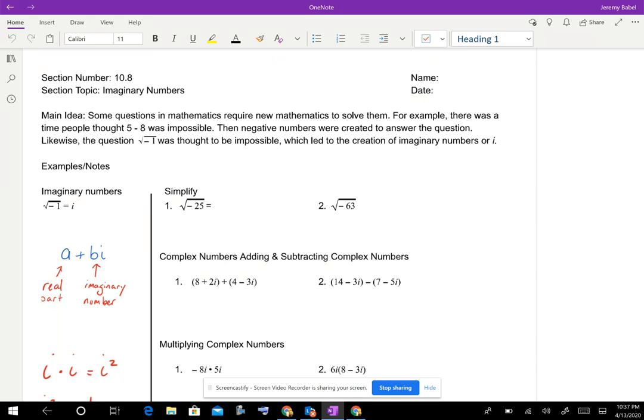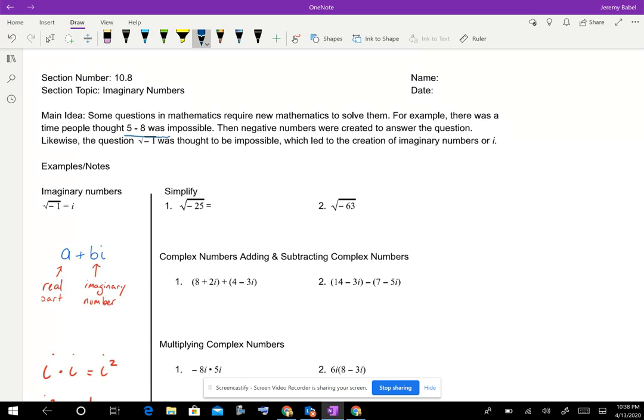There was a time when mathematicians didn't have a number for that. And there was also a time back long ago when mathematicians didn't have a number for the answer to 5 minus 8. It was thought to be impossible. But we know now that we can represent that with a negative number. And imaginary numbers are similar in that they help us answer the question of what is the square root of a negative. So what we're looking at here is simplifying first, then multiplying will come later, with some adding and subtracting, of course, in between.